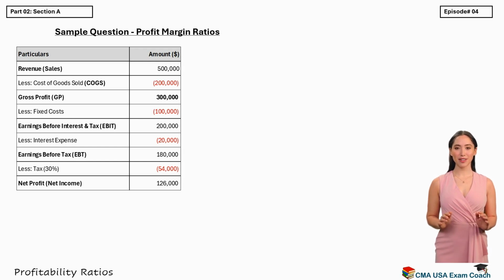The revenue is $500,000. The cost of goods sold is $200,000. When we subtract cost from revenue, we get a gross profit of $300,000. Next, we have operating expenses or fixed costs amounting to $100,000. Subtracting this from the gross profit gives us an operating profit, also known as EBIT, of $200,000. From this, we deduct interest of $20,000 and tax of $54,000, which leaves us with a net profit of $126,000.